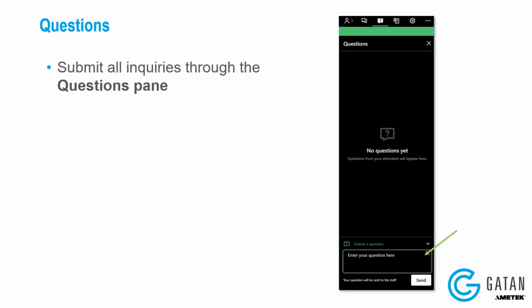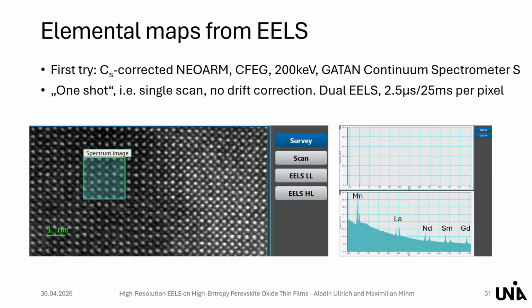Let me start with the first question. What is the camera used for EELS on slide 31? So basically, it's your first data that you showed, and what is the pixel time? I think you have already mentioned that. Yeah. So the pixel time for the EELS, the low loss spectrum recorded, was 2.5 microseconds, and the high loss spectrum was 25 milliseconds. And we use the Gatan Continuum spectrometer here.